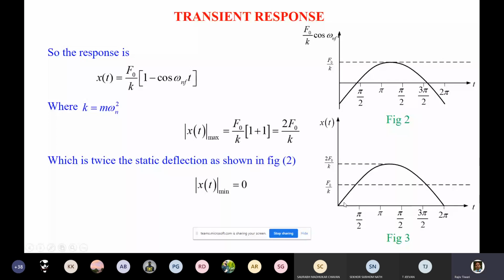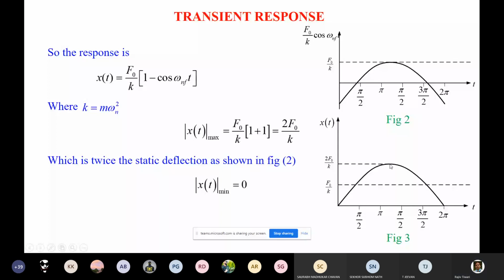So this is the response which will be there because of the step function which we have shown in the previous slide. Because there is no damping, this pattern will repeat forever. And we can see the maximum amplitude of this from here to here. That will be twice of f naught by k, and the minimum is 0. Okay, minimum is 0.